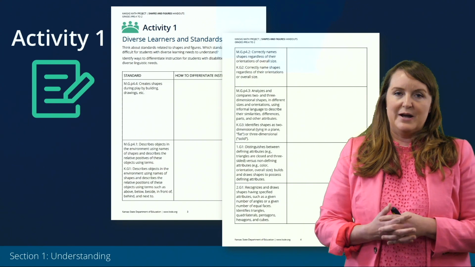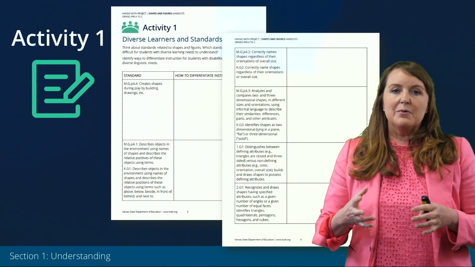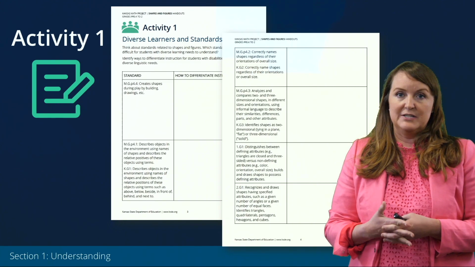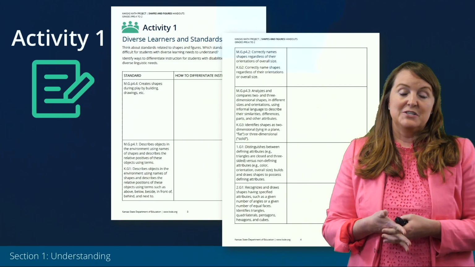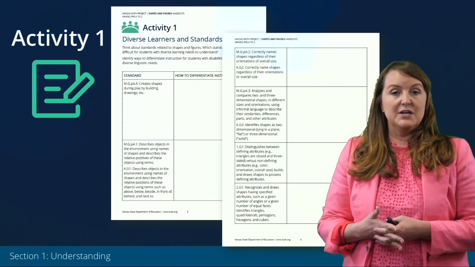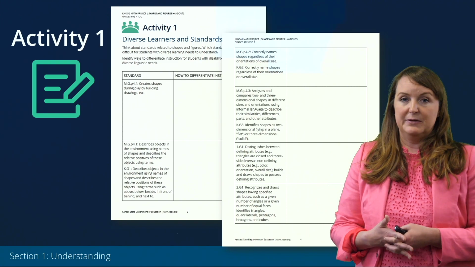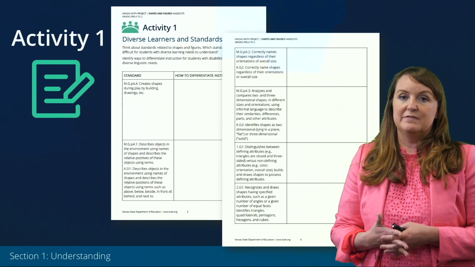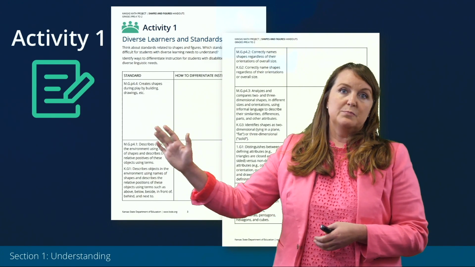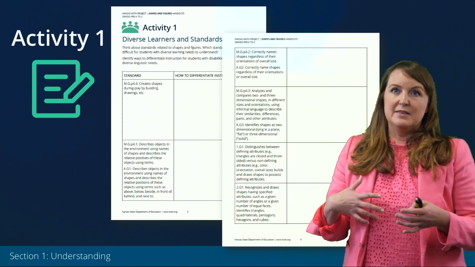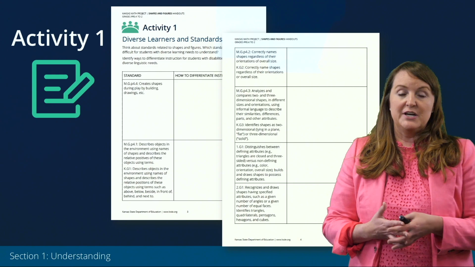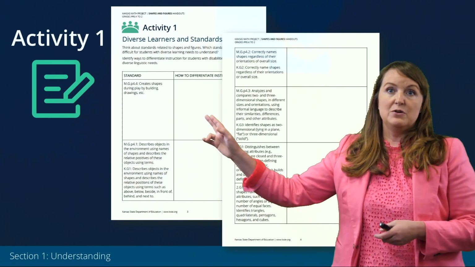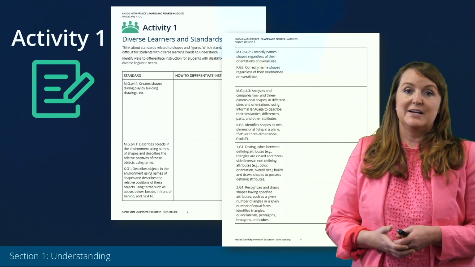So that brings us to activity 1. Here we're going to do an activity where I'd like you to think about the diverse learners in your classroom. You get to interpret diversity, but maybe you think about linguistic diversity, or maybe you think about students who have disabilities. And I'd like you to look at all of these standards related to identification of shapes across grades pre-K through 2. And then think about how might you differentiate some of your activities for those diverse learners if you are addressing each of these sets of standards.